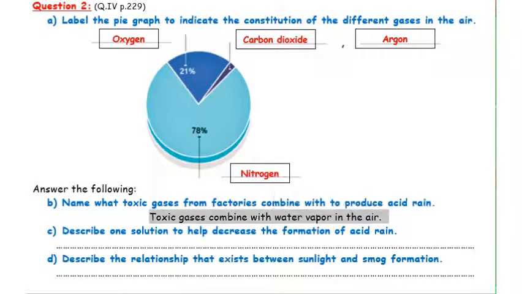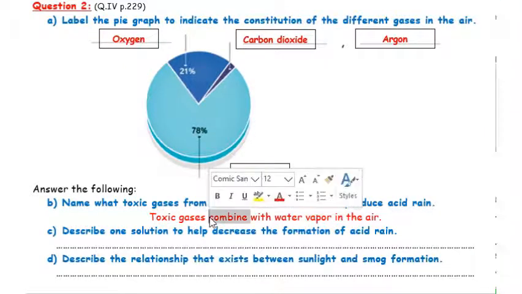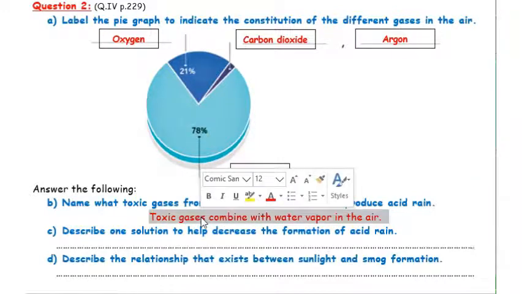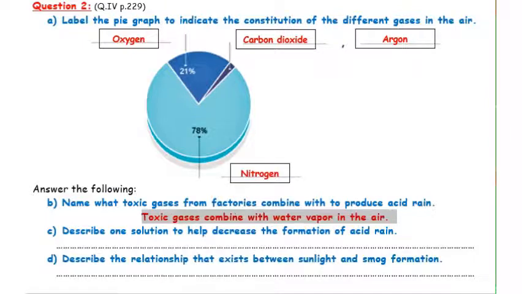Acid rain has harmful effects on life on Earth. It damages vegetation and buildings. It can go into the lakes and streams and kill different living organisms.